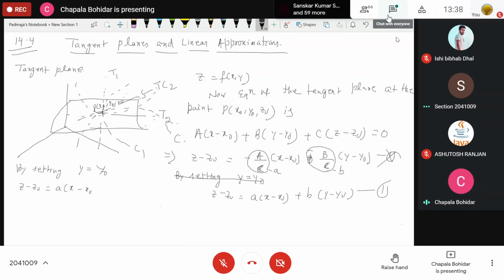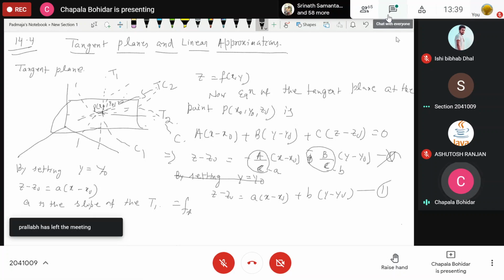So here it is the equation of a line, with the slope a. The slope a is the slope of the tangent t1, and it is equal to fx of x0, y0.